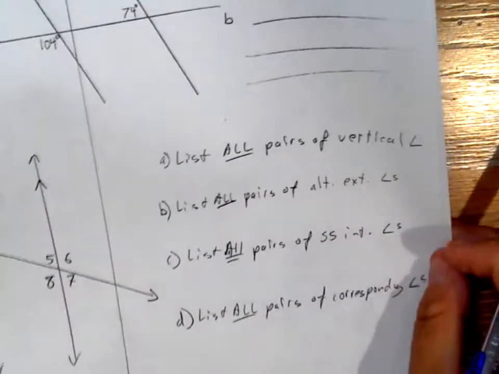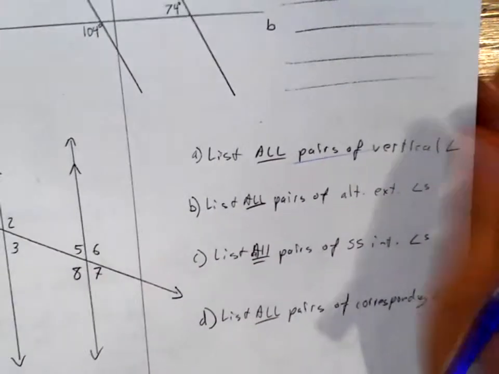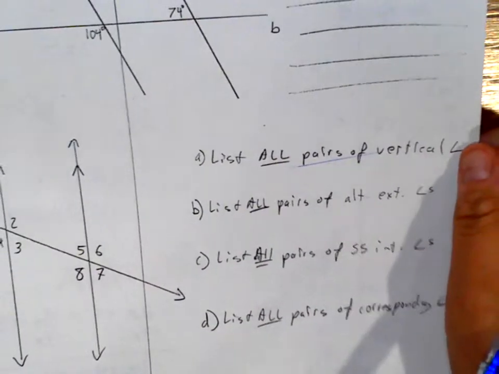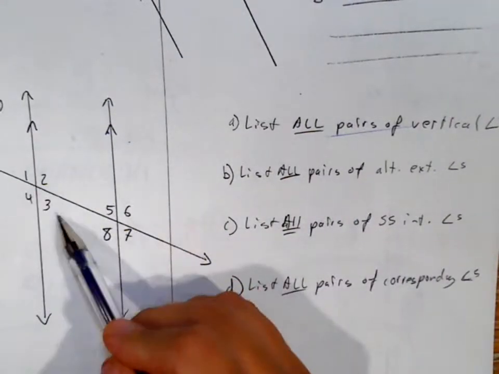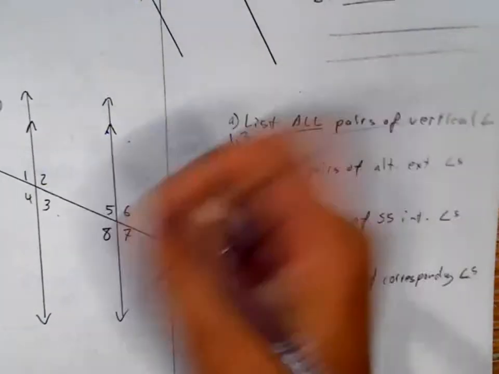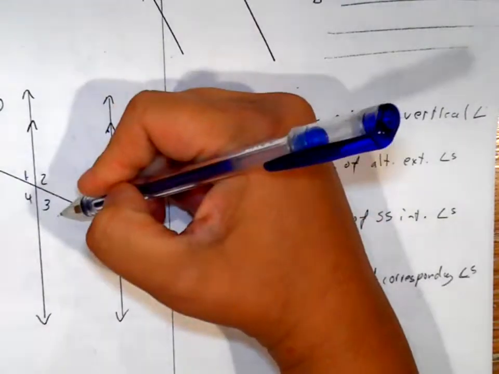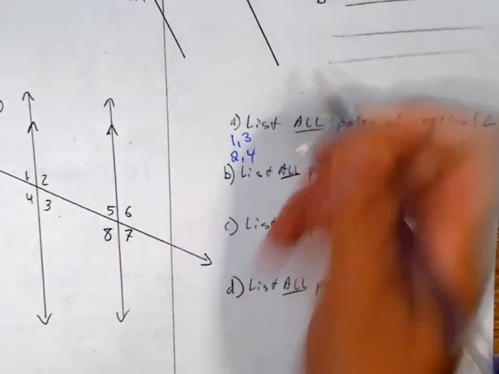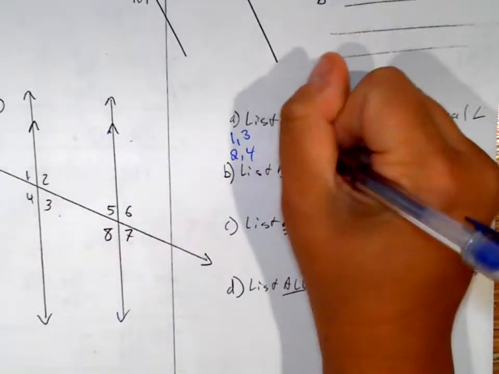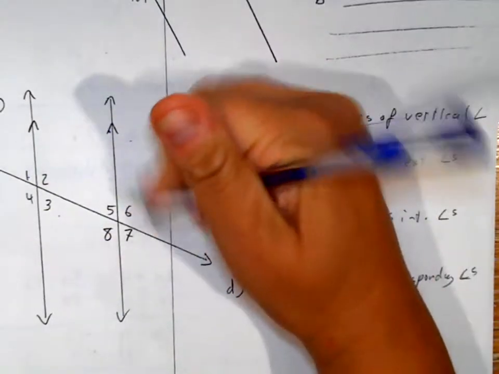So this one wants you to list all pairs of vertical angles. Vertical angles are across from each other. So with these guys being your parallel lines, your vertical angles are 1 and 3 right here, 2 and 4 this way, 6 and 8, 5 and 7.